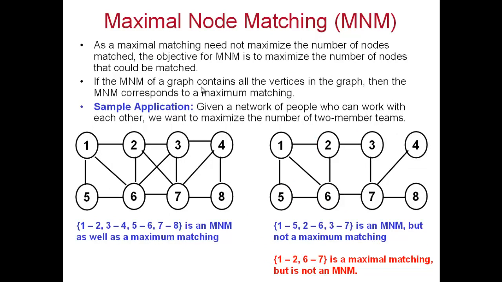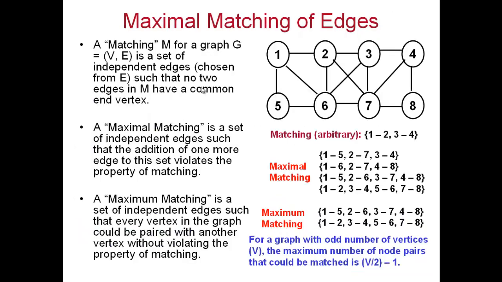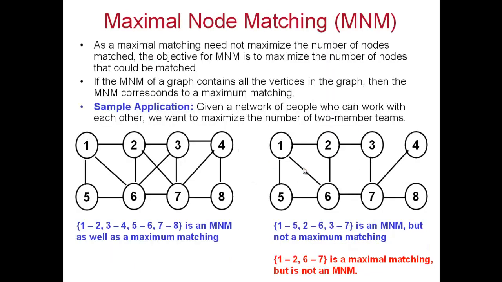Now what we are going to focus on is called the maximal node matching. As we just saw, a maximal matching need not be a maximum matching. So what we are going to look at is an algorithm that will try to maximize the number of nodes that could be matched. Such a matching we are going to call a maximal node matching. So for example, for this graph, we could come up with a matching like this, and we can call it a maximal node matching, and that's also a maximum matching because every vertex is matched to something else.